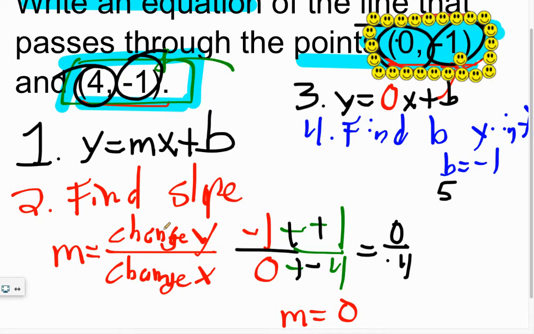So then step 5, just plug it on in. y equals, well, it's got 0x, which could just disappear, but I'm going to write it out like that so I can see it first.